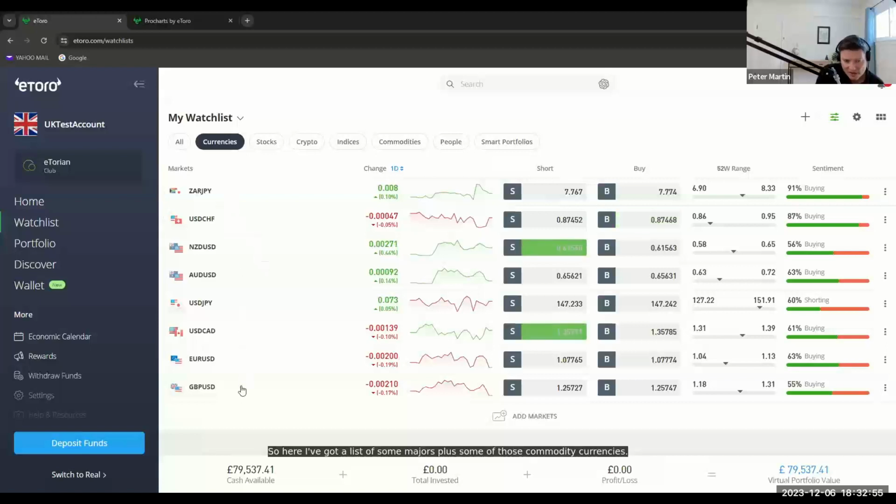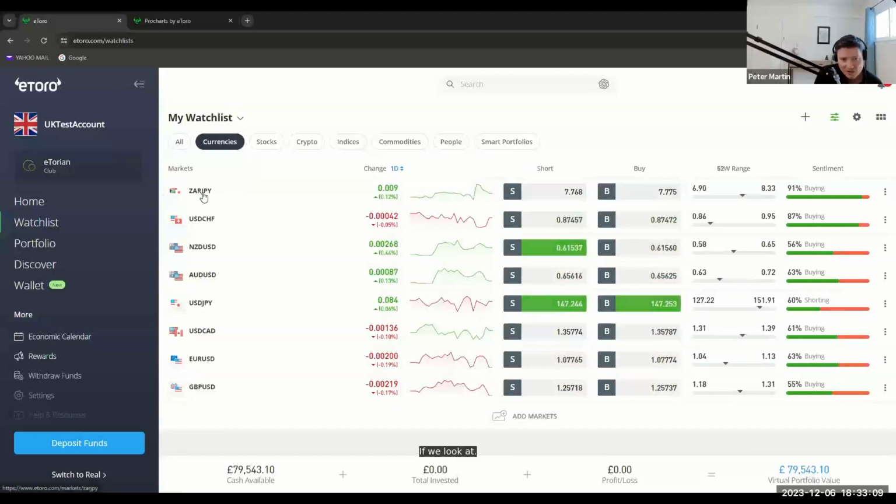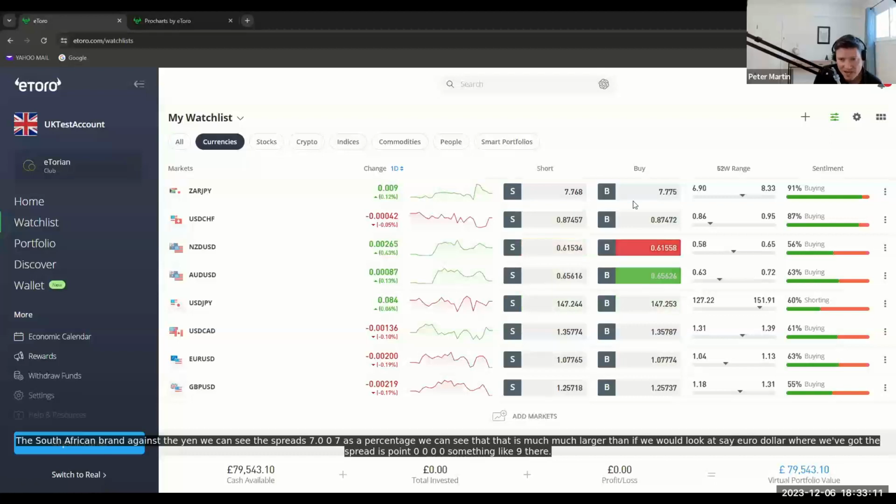So here I've got a list of some majors plus some of those commodity currencies. At the top, we've got the South African rand against the Japanese yen. So once again, this is just to highlight the difference in spreads. If we look at the South African rand against the yen, we can see the spread is 7.007 as a percentage.